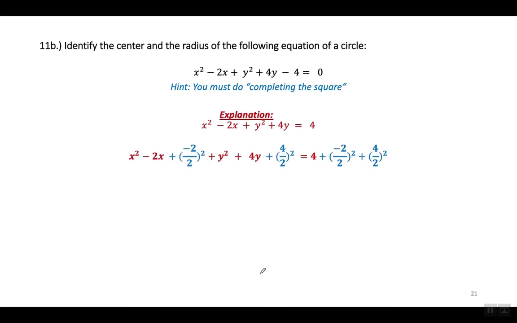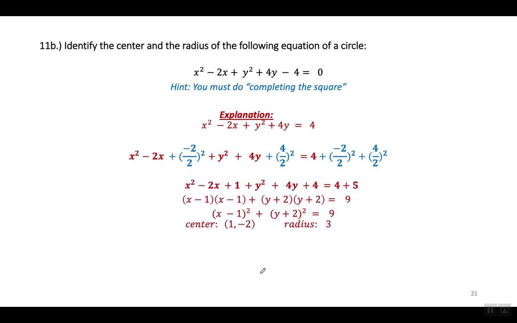All right, so here's the explanation. Same thing, you got to do completing the square. And that allows us to write the equation in the standard form of the equation of a circle and to identify the center and the radius.